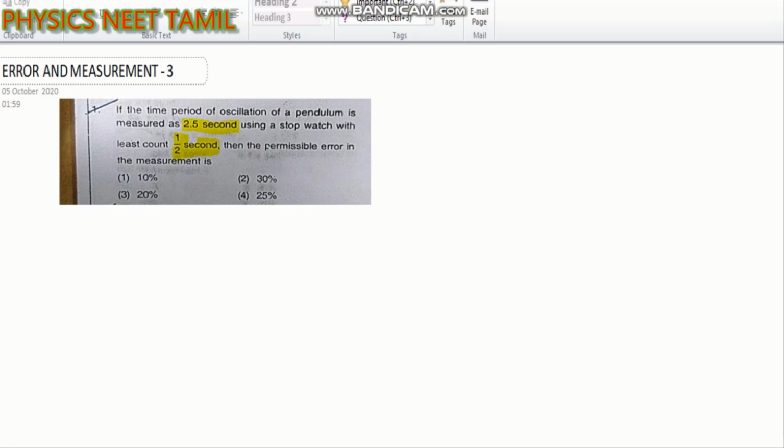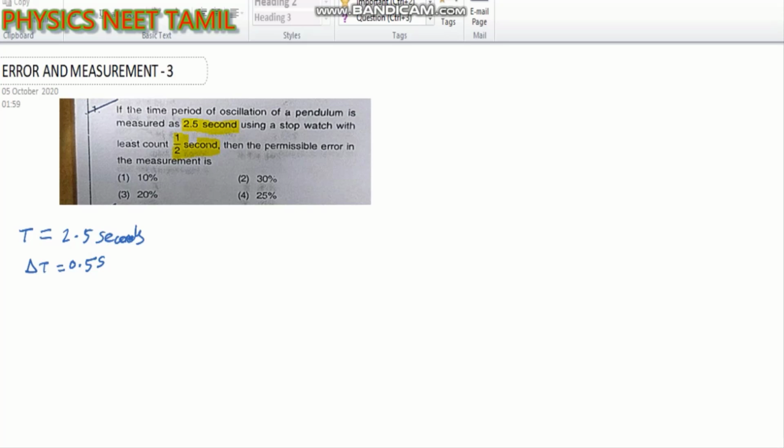So here they are giving the time period T equal to how much? Given 2.5 seconds. So then least count. So least count how much? Delta T is equal to 0.5 second. Okay, 0.5 second.